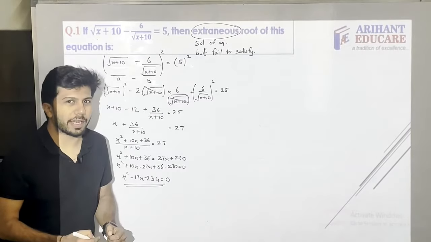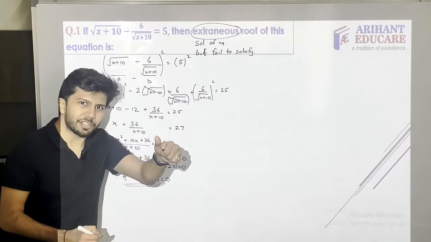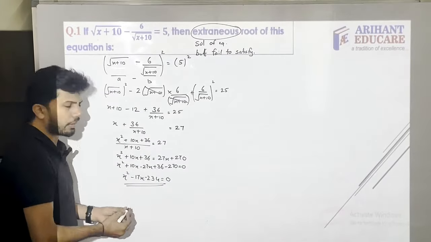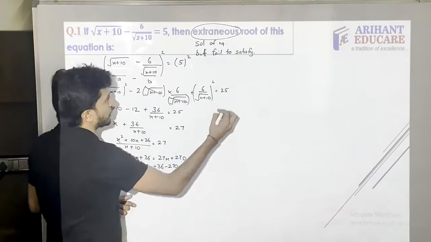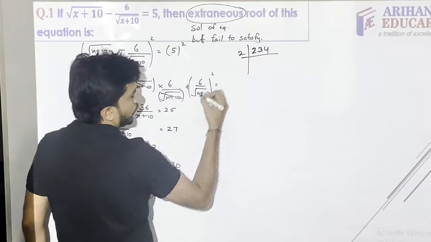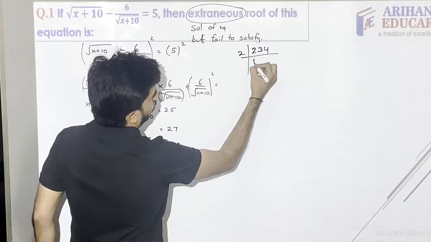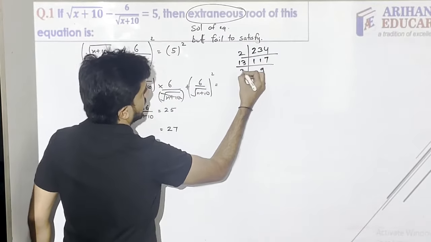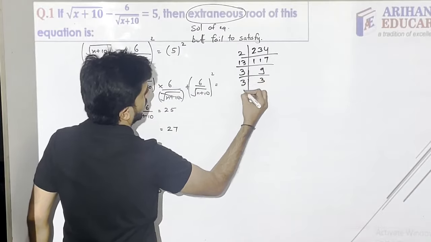How can you solve a quadratic equation? Factorization, formula method, you can use either of them. I feel we can try with factorization. You want to try with factorization? 234. Now let's take the prime factorization of 234 to figure out the values. So 2, 117, then 13, 9s are 3, 3, 3 and 1.